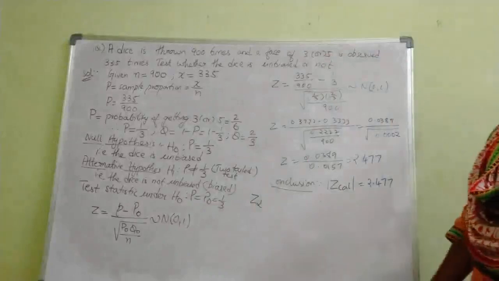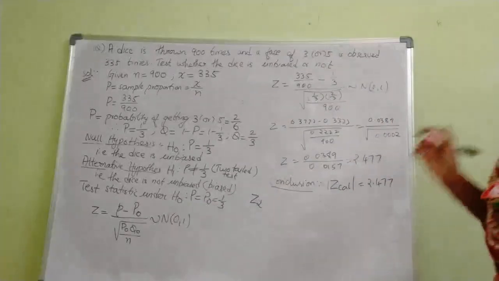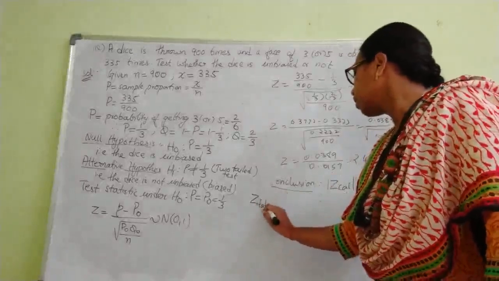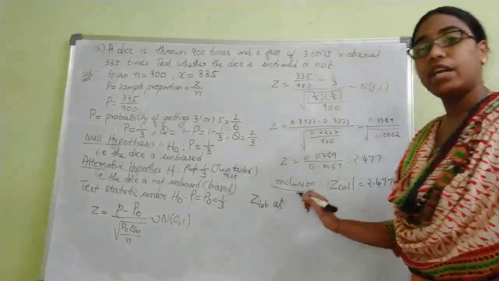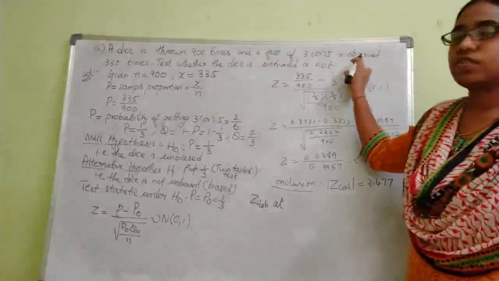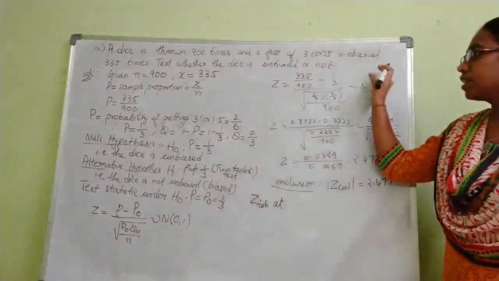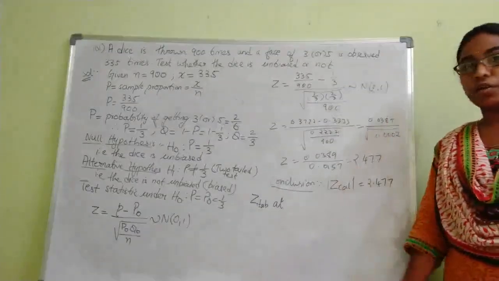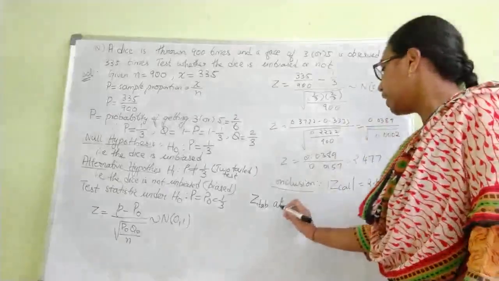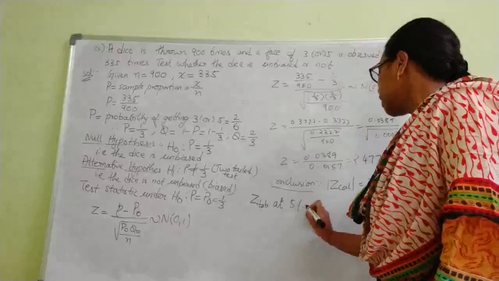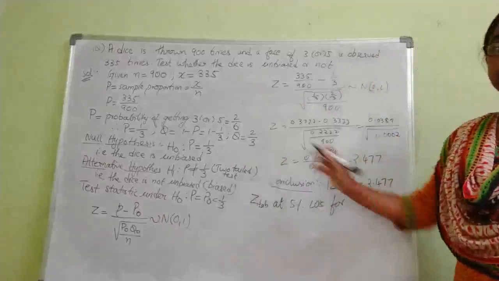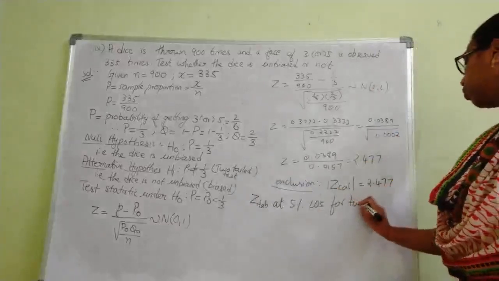So Z alpha value means here Z alpha value or Z tab value. Z tab at, here the level of significance is not specified in the question. Whatever the level of significance is given, that level you have to consider. If nothing is given, you consider 5%. So Z tab at 5% level of significance for, which tail test is it? Two-tailed test.